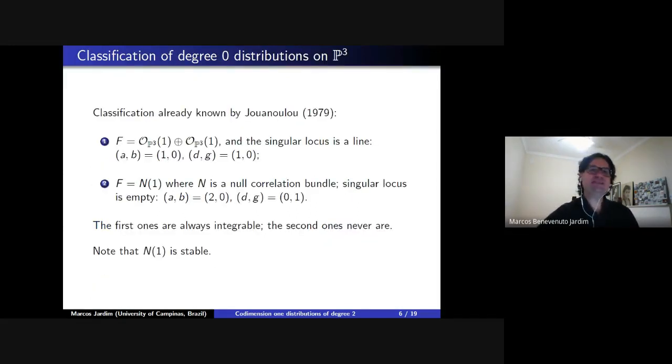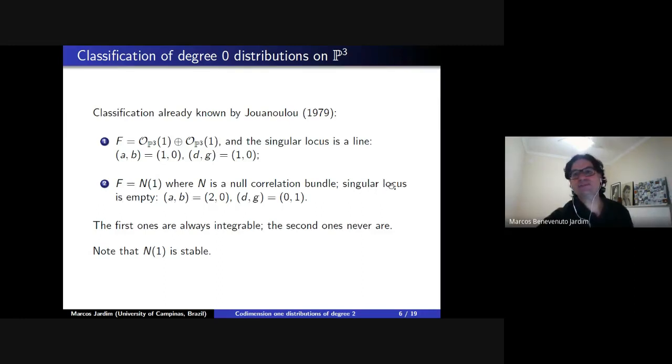Now, how does the classification in degree 0 go? This was already known in the late 70s by Jardim. So there are only two possibilities. One possibility is that the tangent sheaf splits as a sum of line bundles, O(1) plus O(1), and the singular locus is actually a line in P3. And the other possibility is that F is this twisted null correlation bundle, and the singular locus is empty. Right? So these are the only two possibilities for the singular scheme and the tangent sheaf.